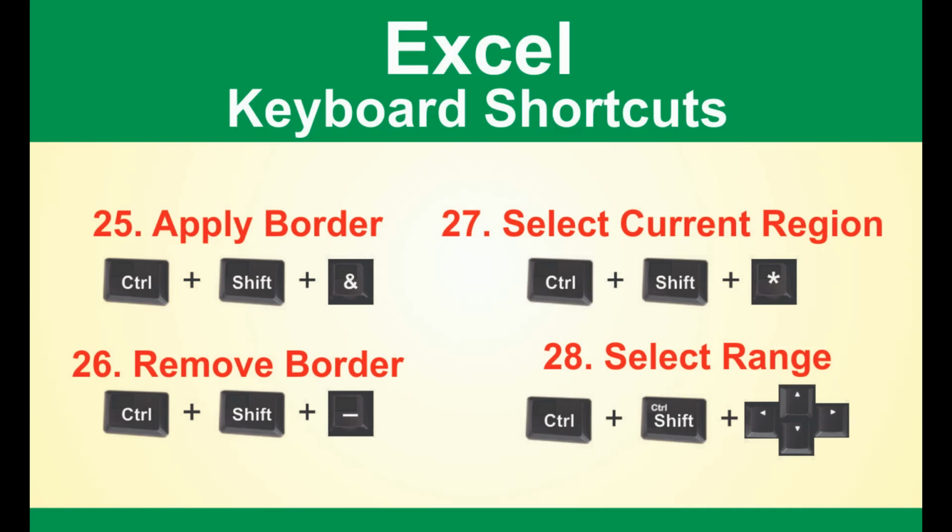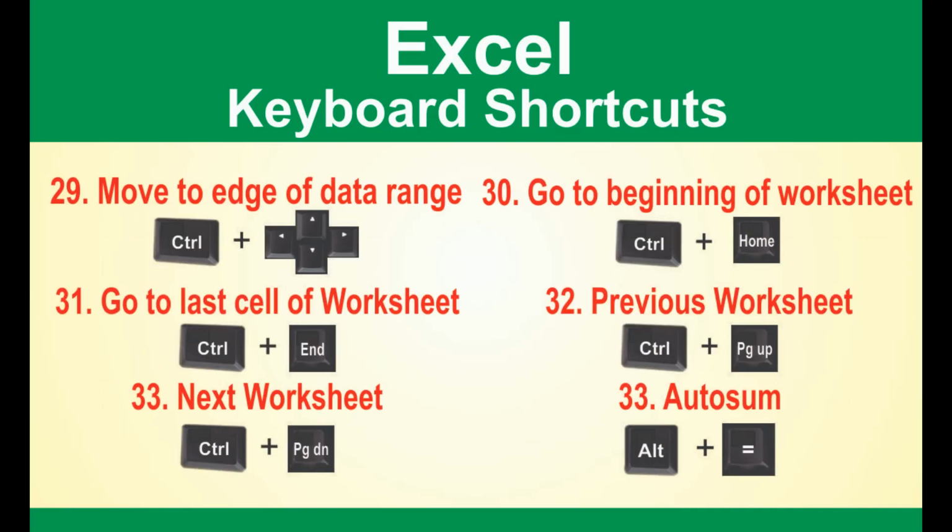Ctrl+Shift+underscore. To select the current region around the active cell, use Ctrl+Shift+asterisk, and to select a range of cells, combine Ctrl+Shift with the arrow keys. Need to navigate quickly? Ctrl+arrow keys allow you to move to the edge of a data range, and Ctrl+Home takes you to the beginning of the worksheet.